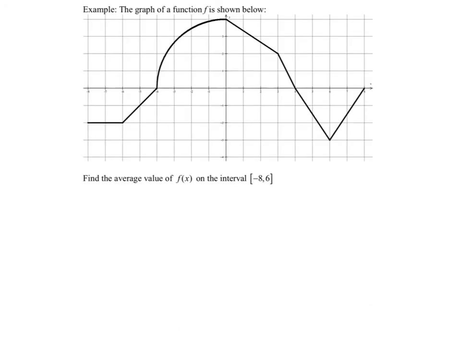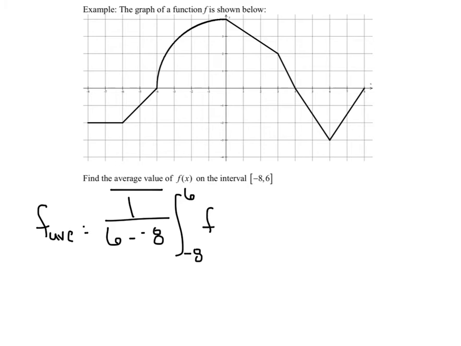Instead of presenting f in terms of an equation or a function, I'm presenting f in terms of a graph here. So we're going to attack this one graphically. And we want the average value, so we're going to say f subscript av equals 1 over b minus a. Now b is a 6 and a is a -8. And my integral goes from -8 all the way up to 6 of f of x.